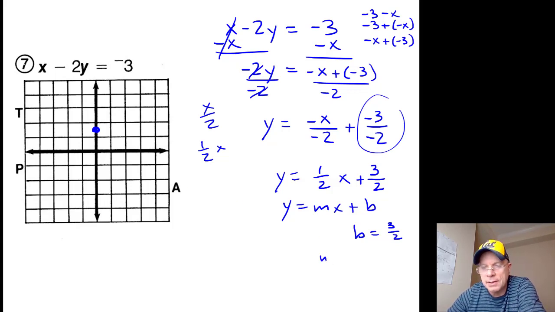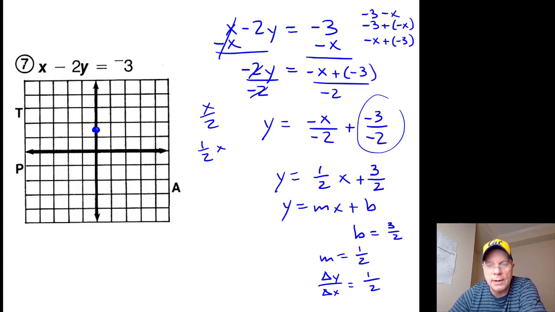And then m is positive 1/2. So delta y over delta x is positive 1 over positive 2. So from this point, I move up 1, which puts me at 2.5, and right 2, which puts me here. And that line's going to intersect at P.